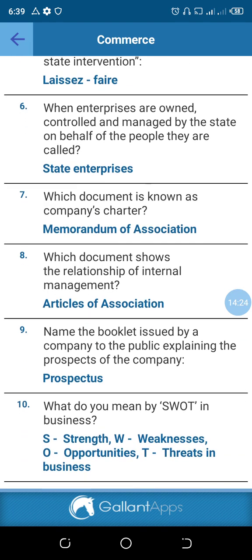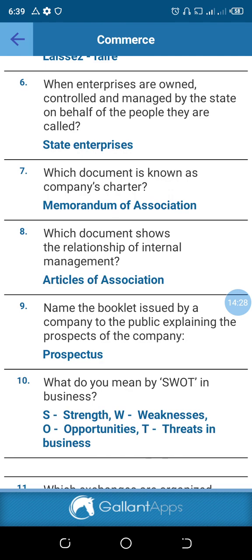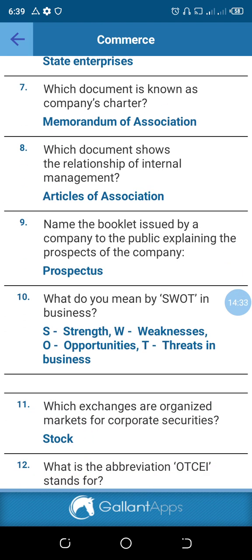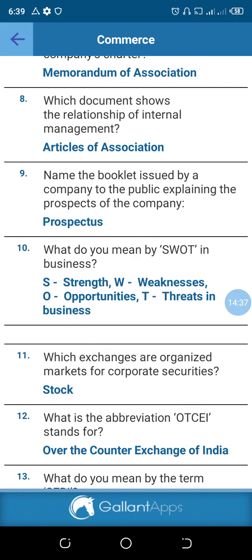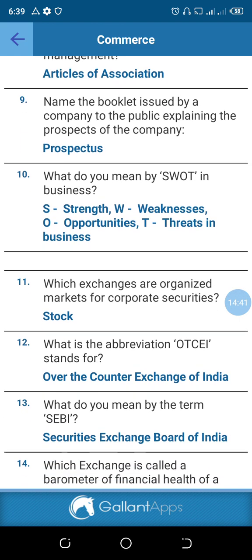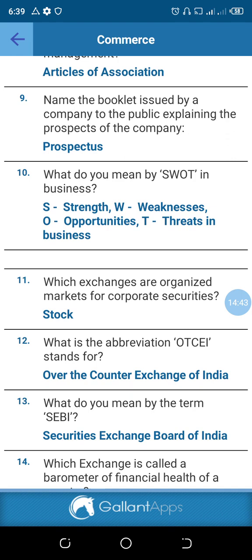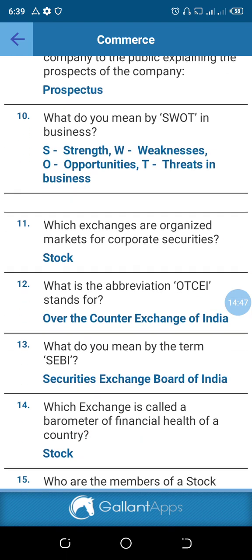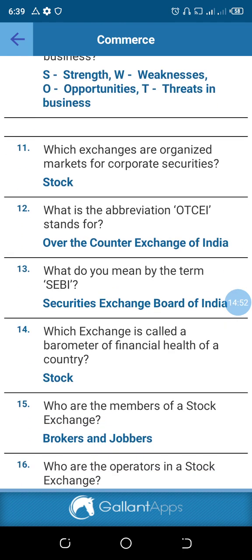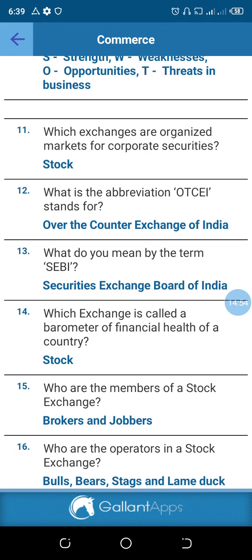Name the term which indicates no state intervention. Laissez-faire. When enterprises are owned, controlled and managed by the state on behalf of the people, they are called state enterprises. Which document is known as company's charter? Memorandum of Association. Which document shows the relationship of internal management? Articles of Association. Name the booklet issued by a company to the public explaining the prospects of the company. Prospectus. What do you mean by SWOT in business? S for strength, W for weakness, O for opportunities, T for threats in business.